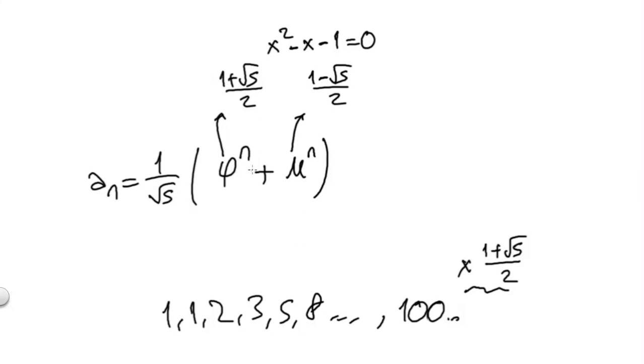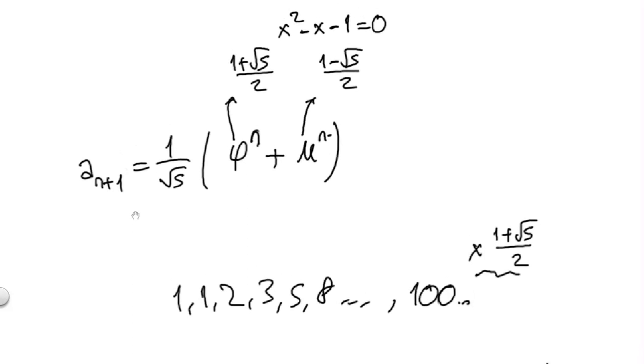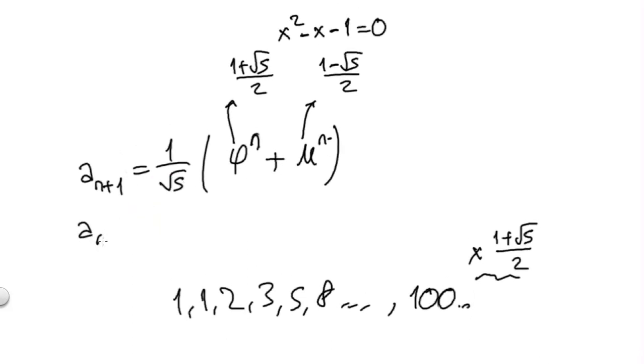And actually, in that video, a1 and a2 were equal to 1. So I should actually say these are minus 1. Or I can just say a of n plus 1 is equal to this thing. And so similarly, I can just write a_n. It's just going to be 1 over square root of 5 times phi to the n minus 1 plus mu to the n minus 1.